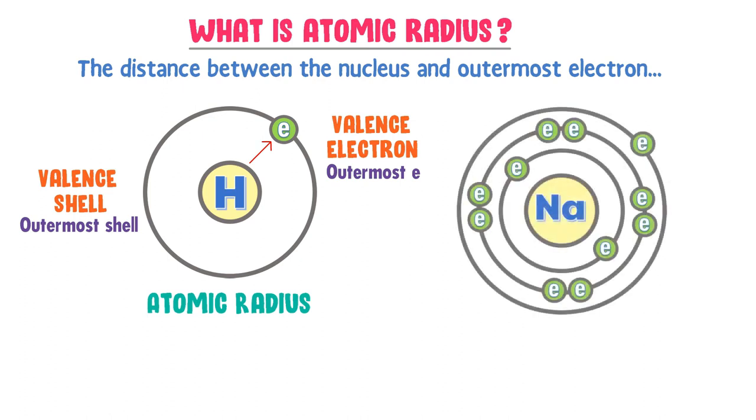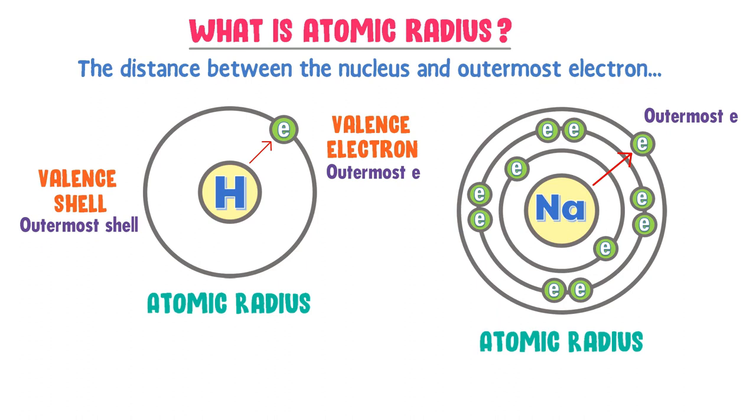Secondly, consider a neutral sodium atom. We know that there are 3 shells in the sodium atom. The first shell of the sodium contains 2 electrons, the second shell of sodium contains 8 electrons, and the third shell of sodium contains only 1 electron. This electron of the sodium is called outermost electron. Now listen carefully. The distance between the nucleus of sodium and outermost electron is called atomic radius or radius of the sodium.